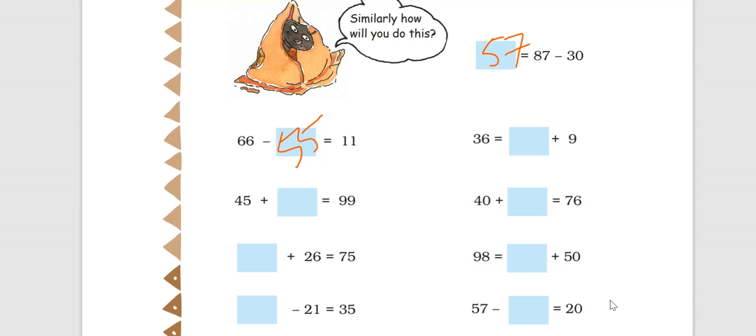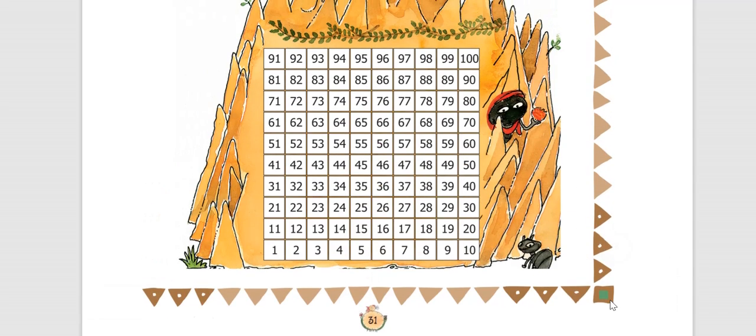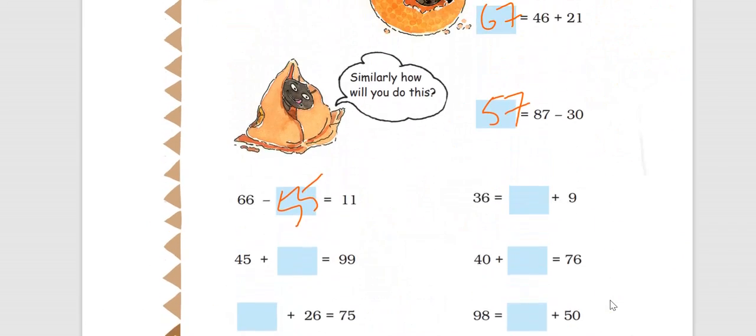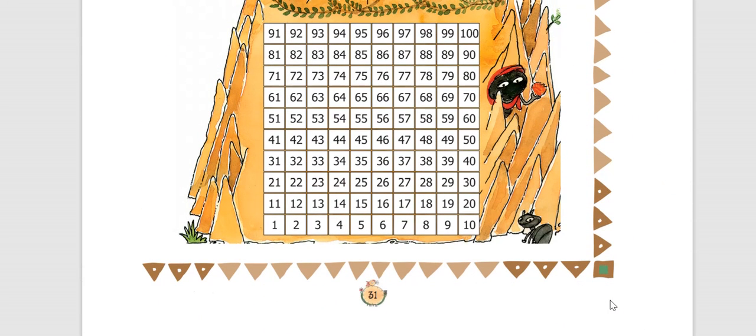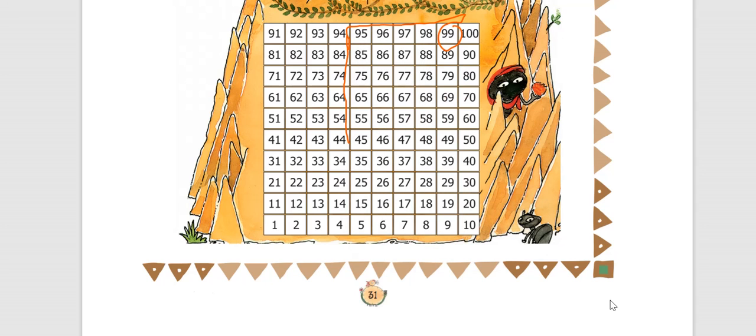45 plus dash is 99. Okay, let's go back up there. 45 to, is it 99? Yes. We have to take how many steps to reach 99? Okay, you're on 45. Let's go all the way to the line that has 9 tens. Here we are. And then we have to go to the right up to 9 ones. Right here. Okay. Let's count.